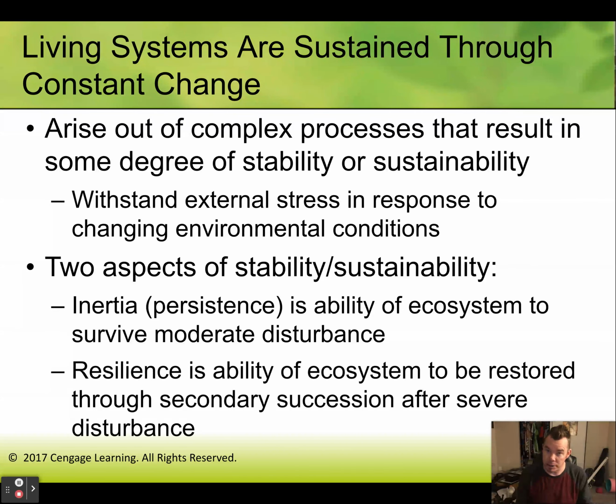On the other side, resilience is the ability of the ecosystem to be restored. So we have inertia, we have resilience. You can also think of inertia as the ability of the organisms in an ecosystem to tolerate change. Think of the water temperature of the ocean rising, but the salmon do okay with it. They have a range of tolerance that makes sure they're okay with it.